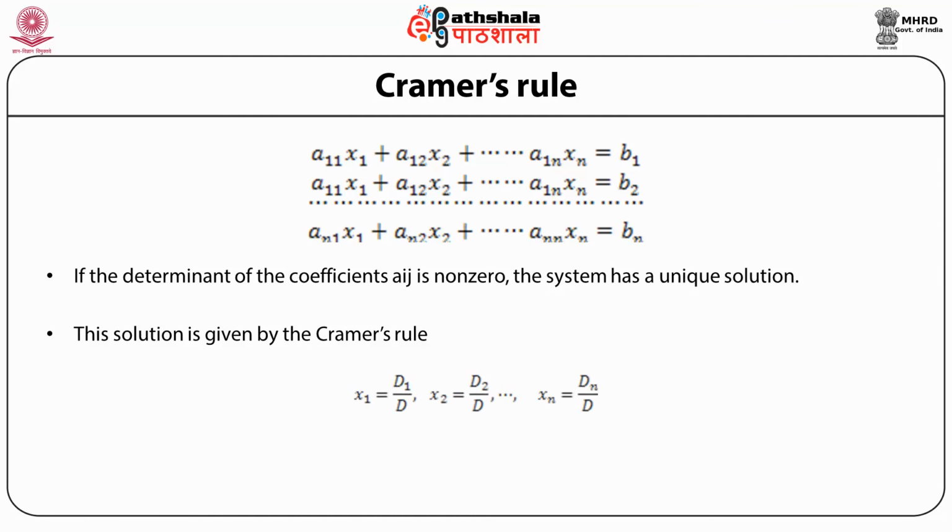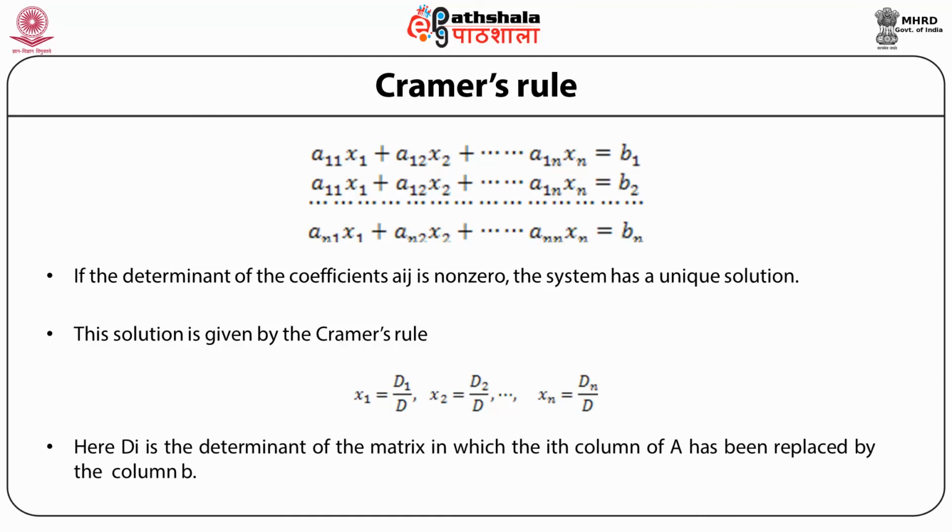Second, this solution is given by Cramer's rule, which is x1 is equal to d1 by d, x2 is equal to determinant d2 by d, and xn is equal to determinant dn by d, where di is the determinant of the matrix in which the ith column of A has been replaced by the column B.